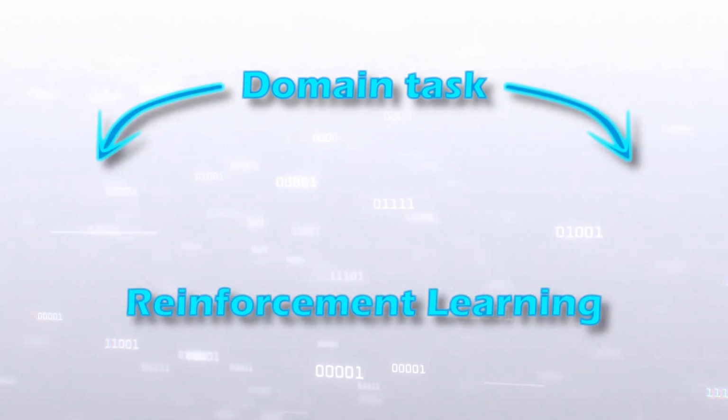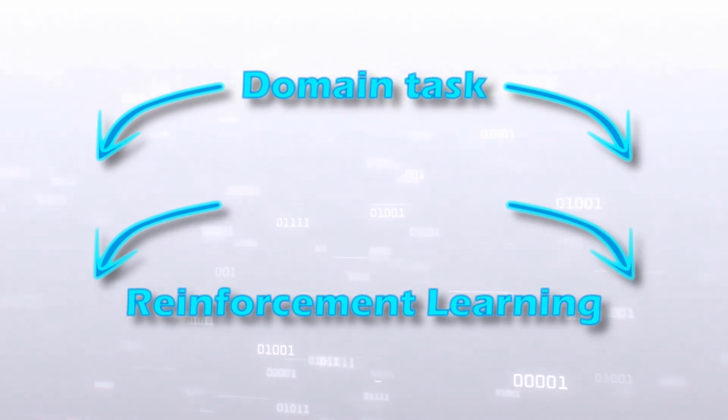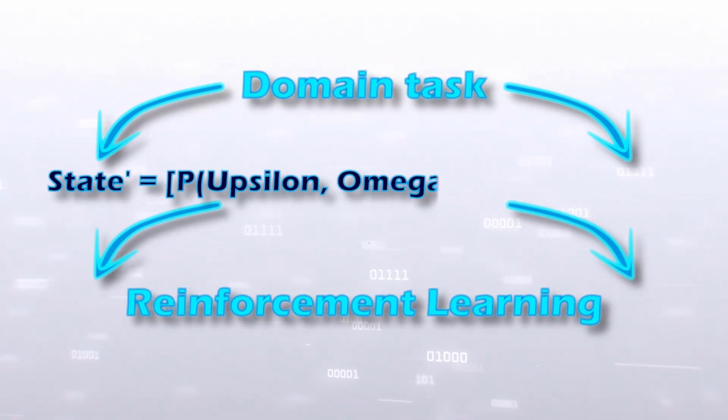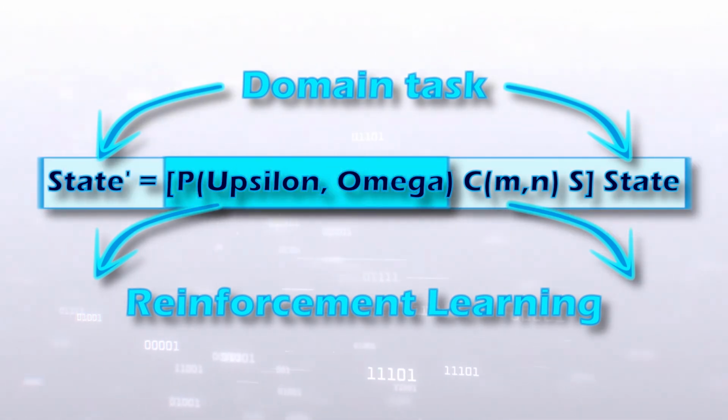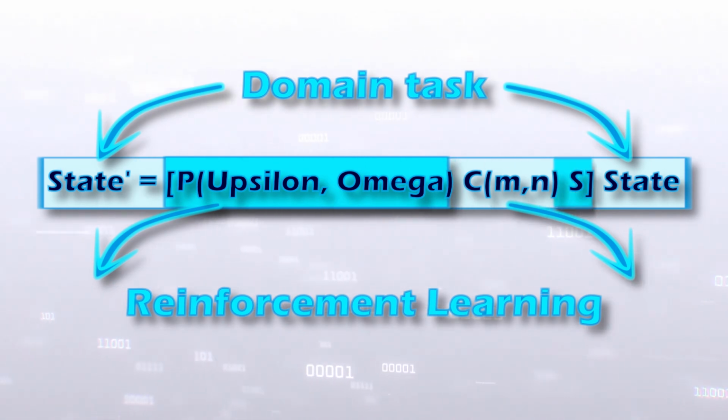I define a mathematical equation which connects the domain task with the reinforcement learning technique. The following factors influence the result of the agent's interaction. P designates the probability of finding a suitable variable, item or word, and to receive a reward. Upsilon designates the utility of the agent's last action. Omega is the utility of the action proposed by the second agent. C is the degree of suitability of m-1 operators and n variables. And S designates the structural deadline. These factors influence the result of the agent's interaction.